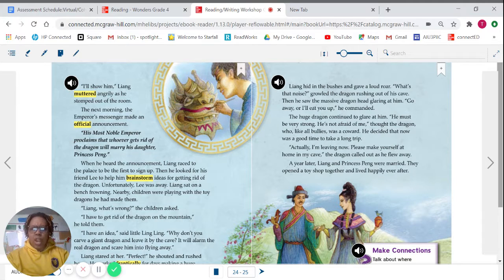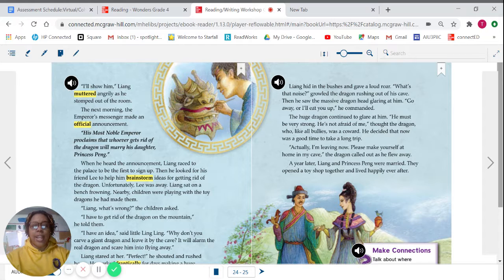"What's that noise?" growled the dragon, rushing out of his cave. Then he saw the massive dragon head glaring at him. "Go away or I'll eat you up," he commanded. The huge dragon continued to glare at him. "He must be very strong, and he's not afraid of me," thought the dragon, who, like all bullies, was a coward. He decided that now was probably a good time to take a trip. "Actually, I'm leaving now. Please make yourself at home in my cave," the dragon called as he flew away.